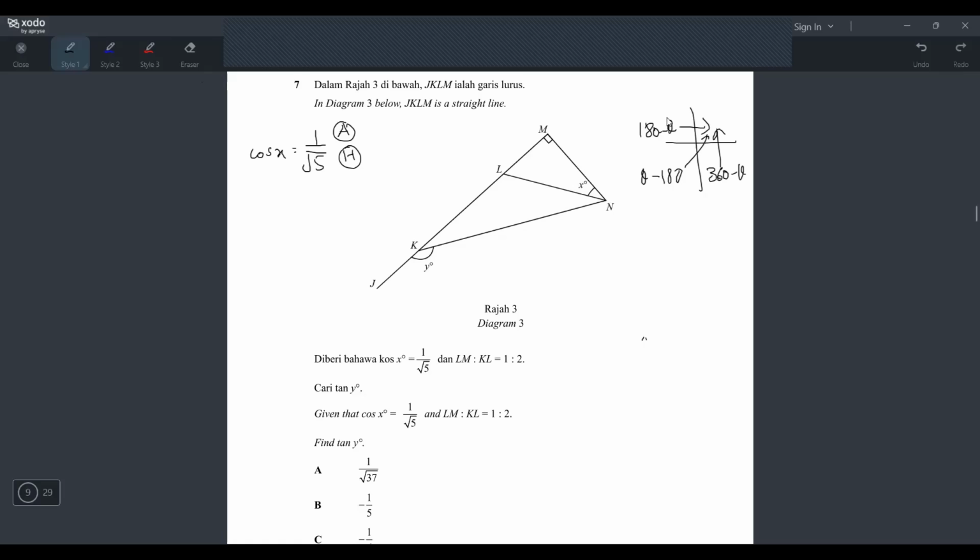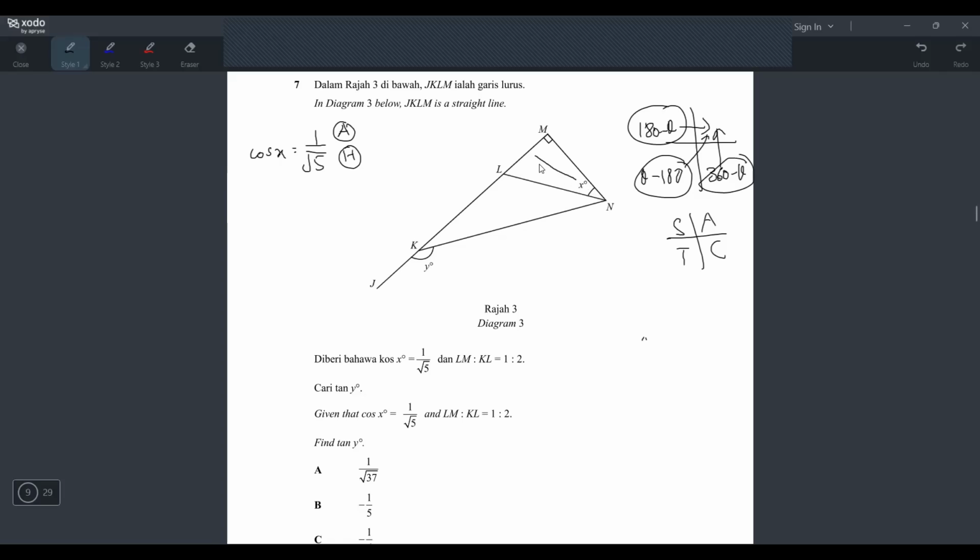If it's quadrant 2, you convert like this. Quadrant 3, convert like this. Quadrant 4, convert like this. After you convert, you get the value. Then you have to consider the quadrant and see whether you have to add a negative or not. But if you look at this x, it's already inside the right angle triangle, so we don't have any issue.